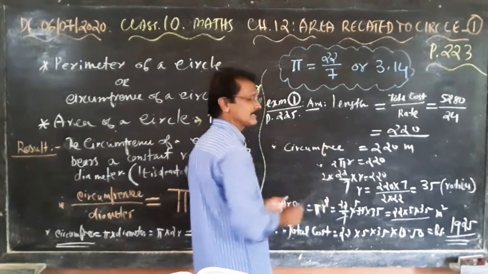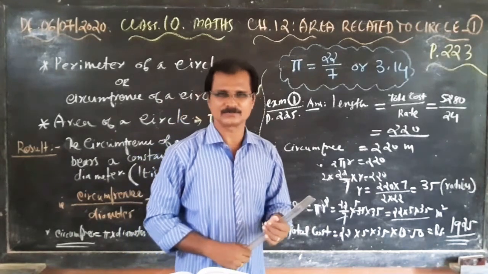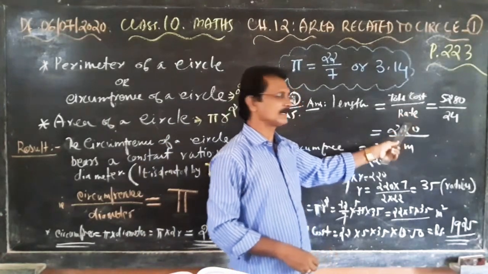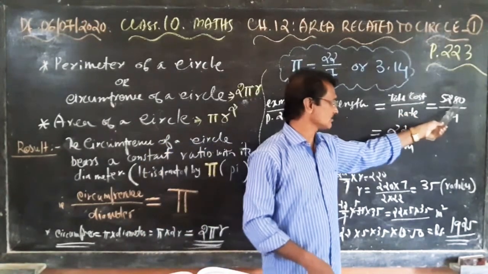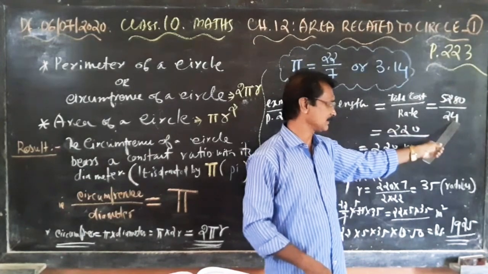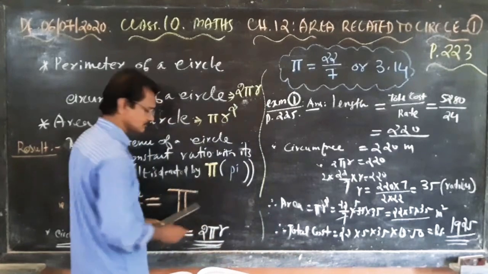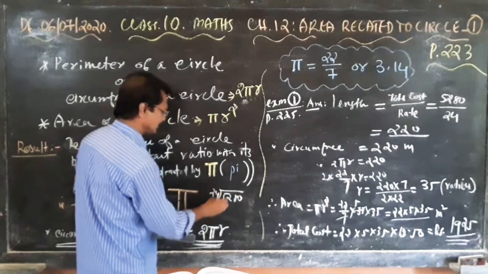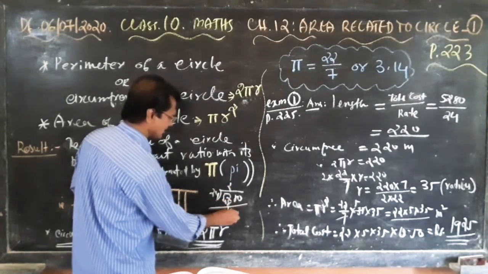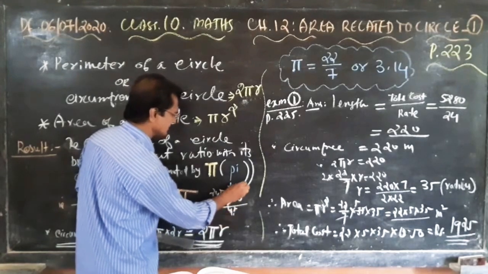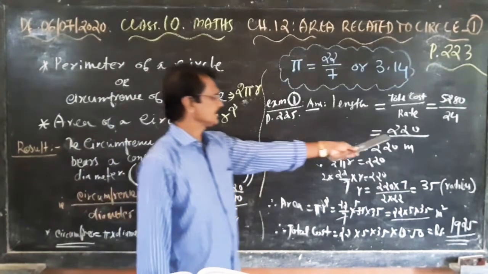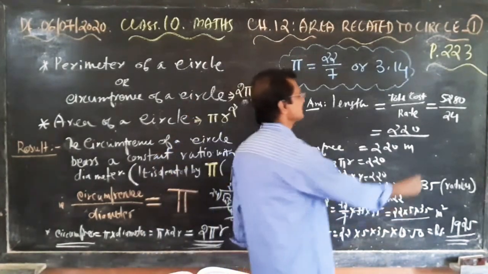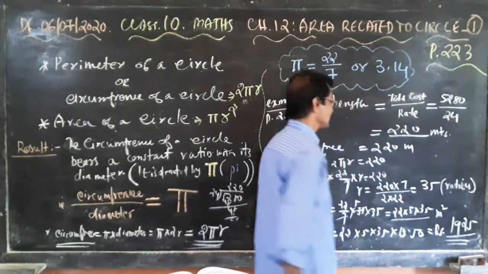Total length: you need to find out the length of the fence. That is the total cost divided by the rate. Total cost is 5280, divided by 24. 2 fours are 8, 2 threes are 6, 2 twos are 4, remainder 0. So we get 220. That is 220 meters, the total length.